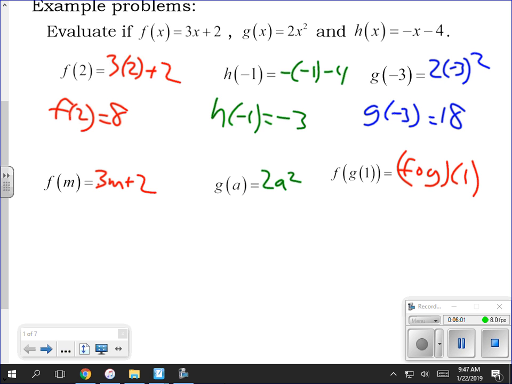What does that mean that we do? That means we figure out what g of 1 is and plug that inside of f. Okay, so off to the side, I want to know what g of 1 is. g is 2x squared, so that's 2 times 1 squared. So g of 1 is 2.